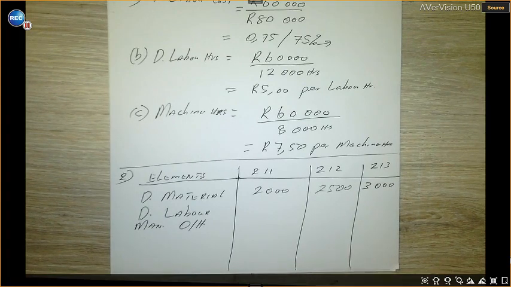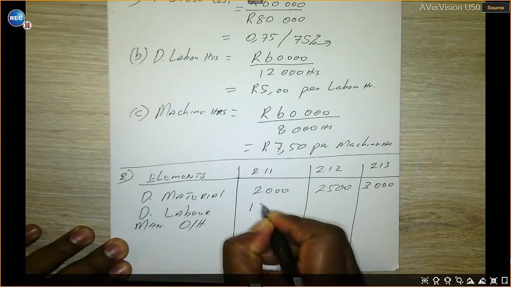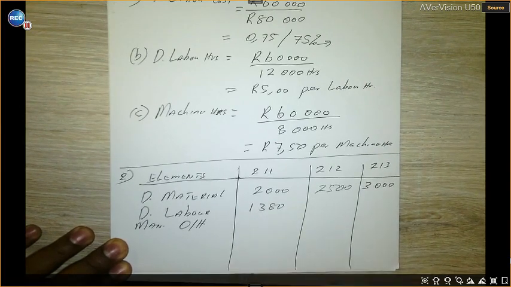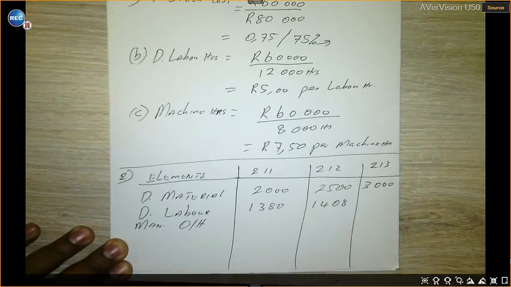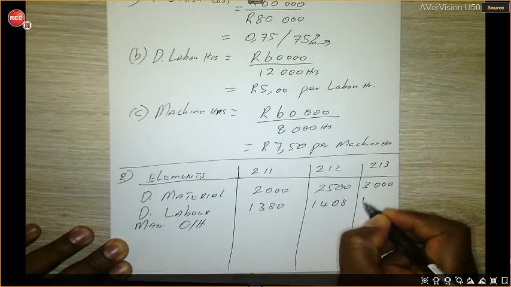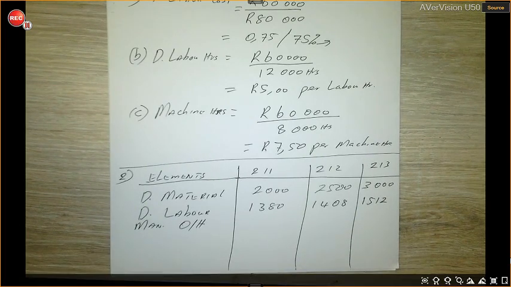Then looking at direct labor, again, those are the given figures. It's 1,380 for job 211, 1,408 for job 212, and the last one is 1,512. That's it. Then you have a little bit of calculation when it comes to your manufacturing overheads, but you've already done the foundation. Look at what they've said again in the question.